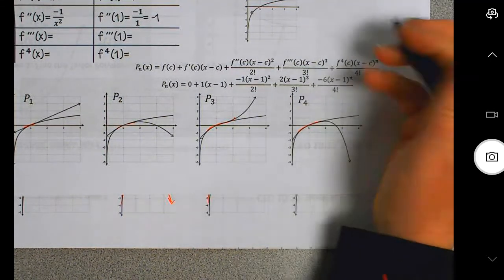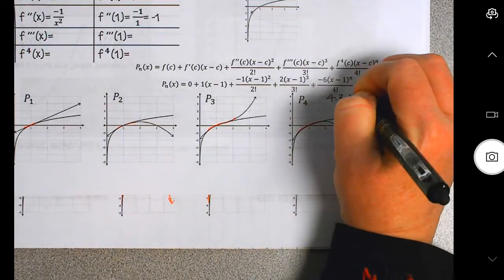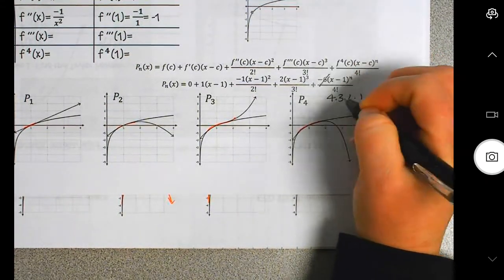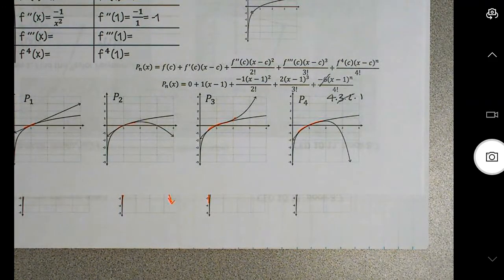Note what I was saying before, this could be 4 times 3 times 2 times 1. You could cancel the 6 and the 3 times 2. You could write it a different way if you needed to.